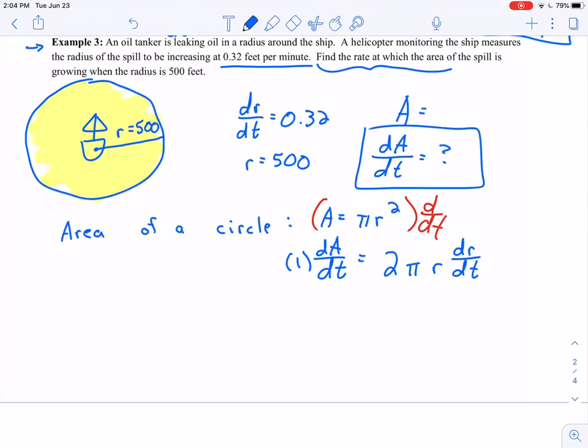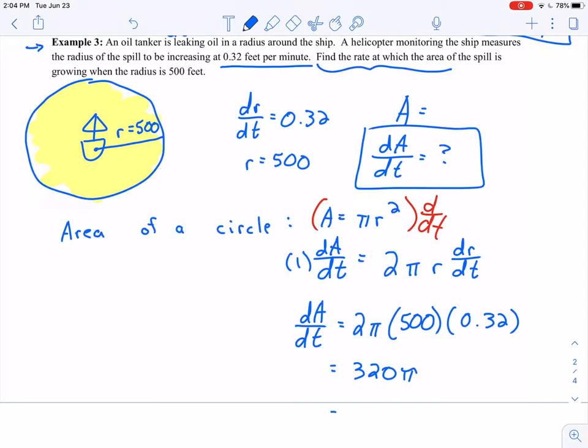At this point, I can't really simplify this anymore. Finding the derivative wasn't too bad. I'm going to take what I know over here, dr over dt and r, and plug that in. I'm going to see if I can get a solution here. So dA over dt is 2 times pi times r. We said r was 500, times dr over dt. dr over dt is 0.32. And if we multiply this out, I believe I should have 320 pi. Let me just double check. Yep, 320 pi.